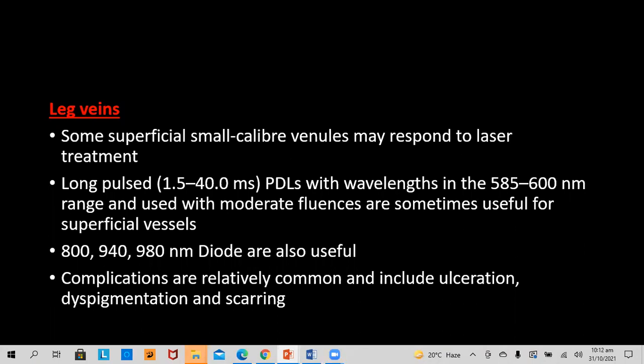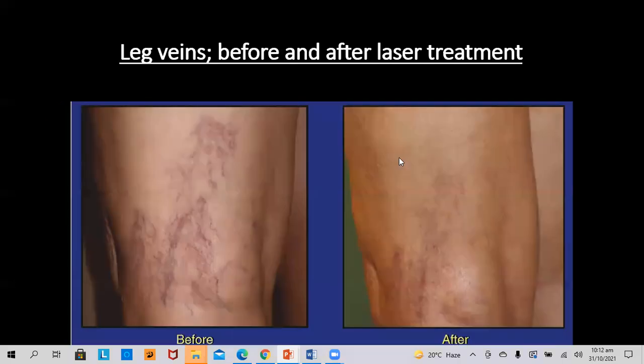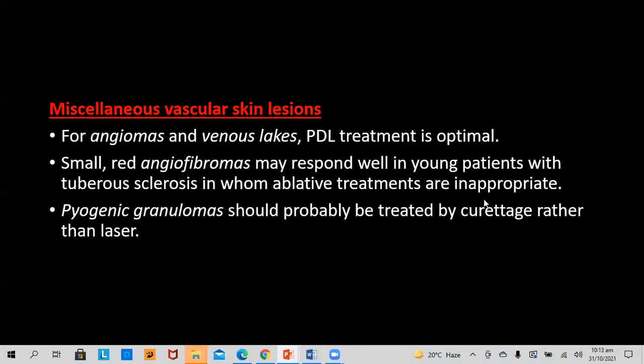Leg veins. Some superficial small caliber venules respond to laser treatment. Longer pulses of PDL, that is in the range of 1.5 millisecond to 40 millisecond, is used, and wavelength is 585 to 600 nanometer and with moderate fluence. For vessels of greater caliber, these lasers are used but in endovascular mode. Then 800, 940 or 980 nanometer diode is also used to treat small superficial leg veins. Complications are relatively common and include ulceration, depigmentation, and scarring. This is before and after treatment of leg veins with PDL. Miscellaneous vascular lesions. For angiomas and venous lake, PDL is treatment option.